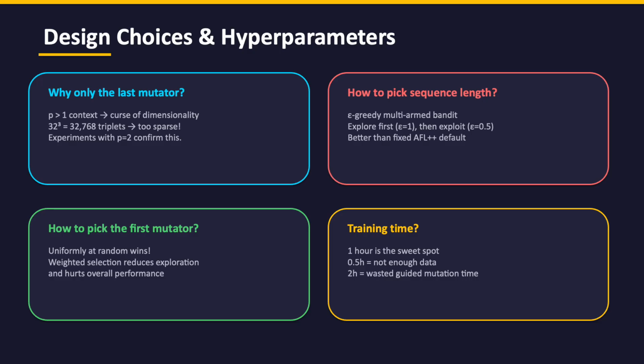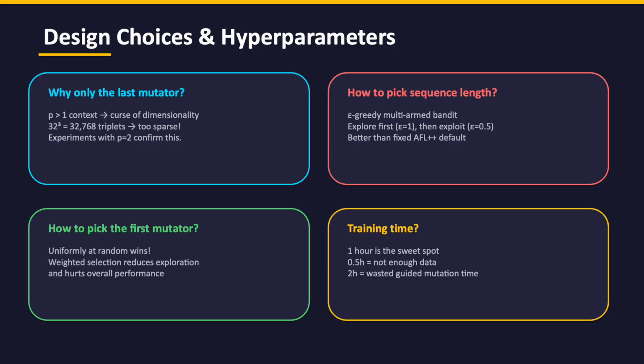Second, sequence length. AFL++ uses a fixed distribution from 2 to 16. mu_fuzz instead uses an epsilon greedy multi-armed bandit to dynamically choose the length. It starts by exploring all lengths equally, then gradually exploits the best performing length. This helps in 9 out of 13 programs.